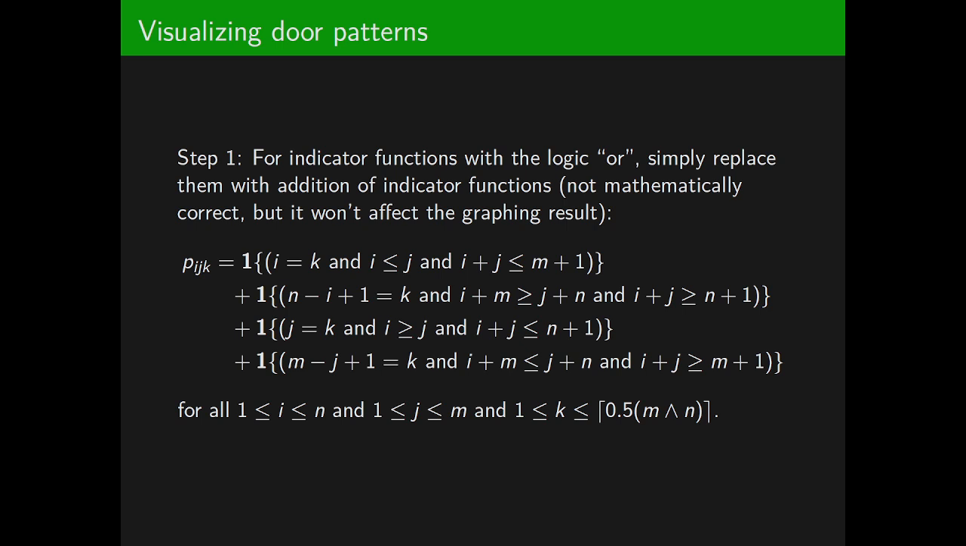But don't worry, we are not trying to deduce the value of the indicator function. We're just trying to visualize the door pattern. So it doesn't really hurt. And in fact, it won't affect the graphing results because they are ORs. So any value greater than 1 just basically still is 1. To be honest, the block is still here. It doesn't duplicate the block in a visual graph. So don't worry about it. It won't affect the graphing result. Trust me on that one.